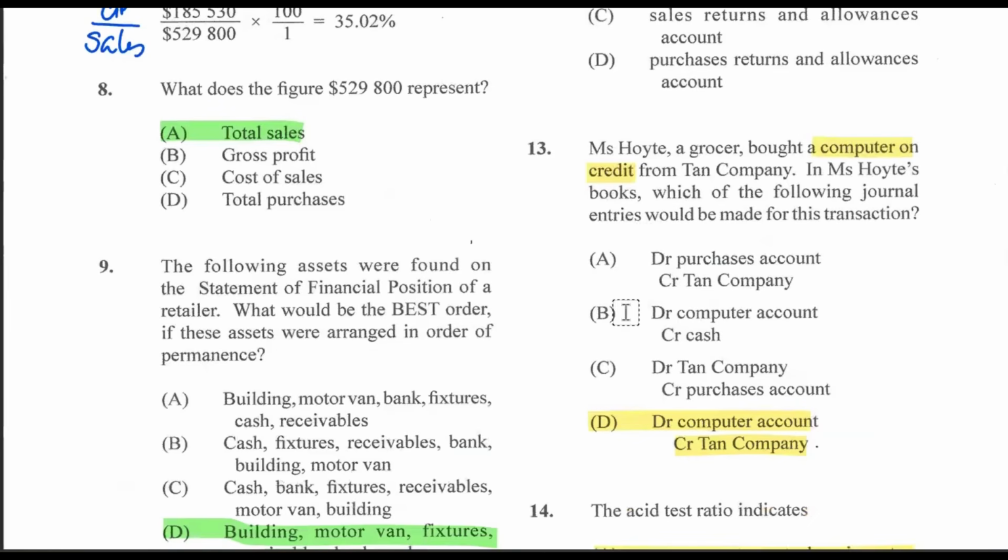Now, question 13. Mrs. Hoyt, a grocer, bought a computer on credit from Tan Company. In Mrs. Hoyt's books, which of the following journal entries will be made for this transaction? If she's purchasing a computer on credit, the most obvious answer there should be debit computer and credit Tan Company. Nice.